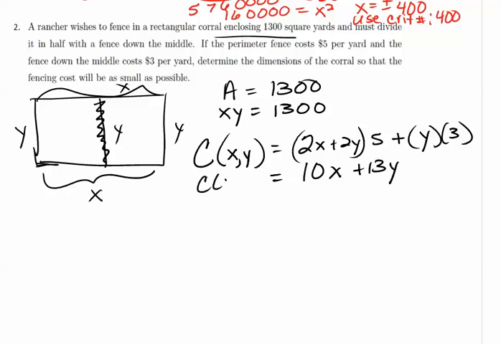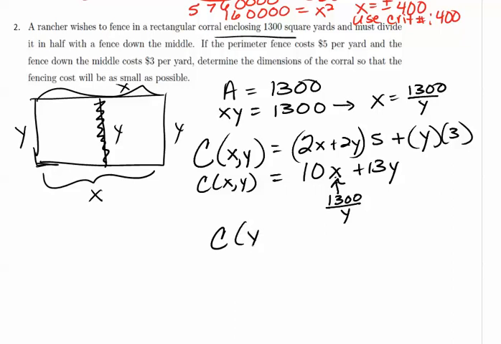And this is where we could make the derivative easier, and we could say, well, why don't we get rid of one or the other of them? So if I solve this for x, 1,300 over y, then I could replace here. So you don't have to necessarily do this, but now I've got our cost function only in terms of y. So it would be 13,000 y to the negative 1 plus 13y.